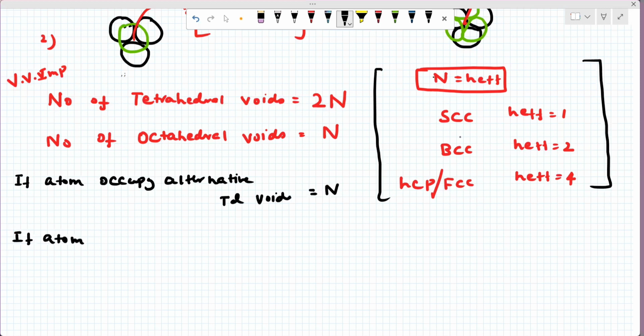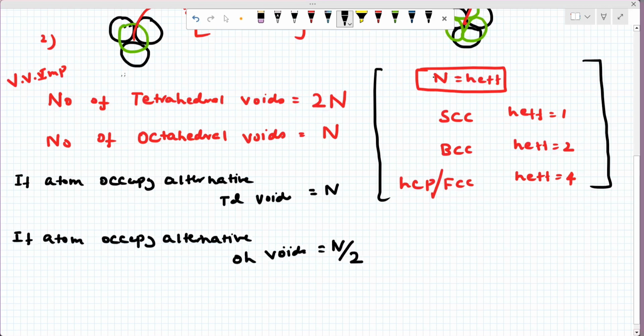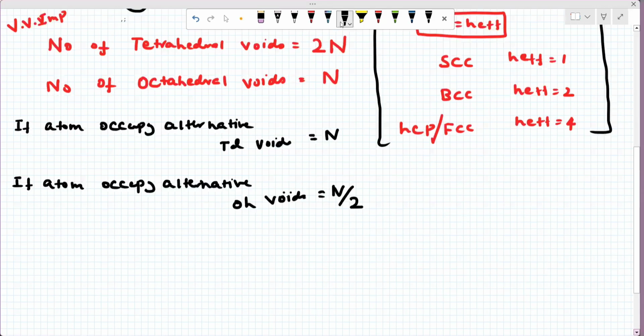If atoms occupy alternate octahedral voids, what is the formula? It is n by 2. Now we're going to discuss one question based on this concept.